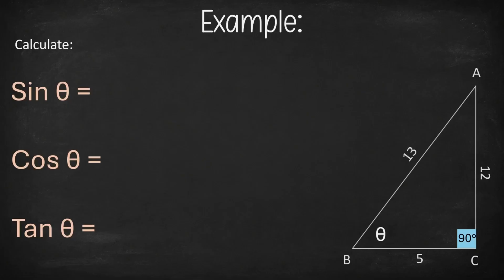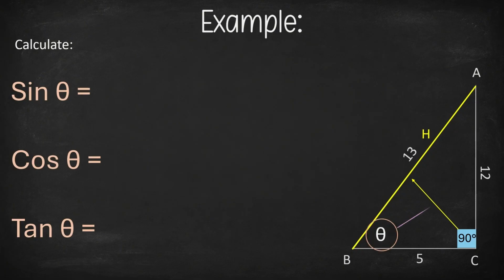Let's do one example. Here we are asked to calculate sine theta, cos theta, and tan theta. And we have been given this triangle. So the first step is to name all 3 sides of this triangle. So we will find our 90-degree angle, and the side that is directly opposite this 90-degree angle is always called the hypotenuse. And then we find the angle that we are working with, and in this case it is theta.